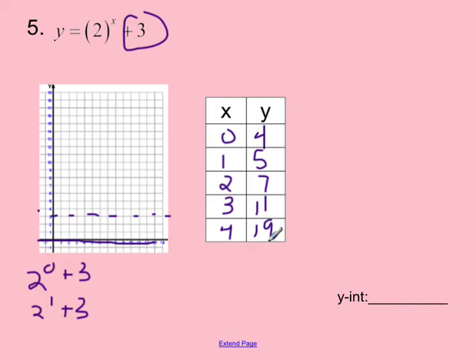So we can actually graph all of those points. So we're going over 0, up 4, which is here, over 1, up 5, which is here, over 2, up 7, which is here, over 3, up 11, which is here, and over 4, up 19, which is way up here. So now that we have our points, we can go ahead and connect it.